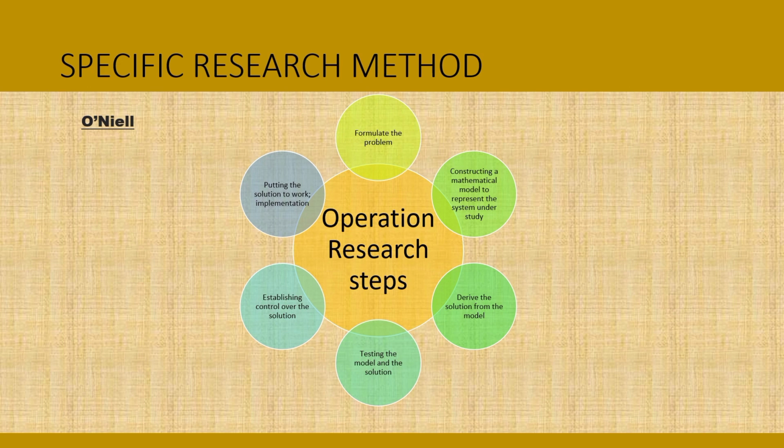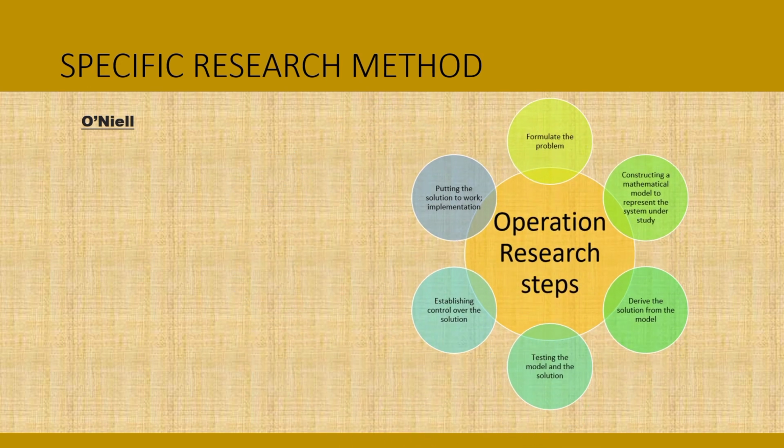According to O'Neill, the standard approach to applying operations research includes the following steps. First, formulating the problem. Second, constructing a mathematical model to represent the system under study. Next, deriving a solution from the model. Next, testing the model and the solution derived from it. Next, establishing controls over the solution. Next, putting the solution to work, or implementation.